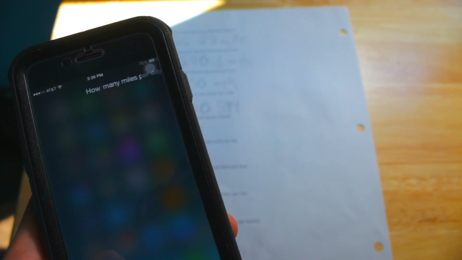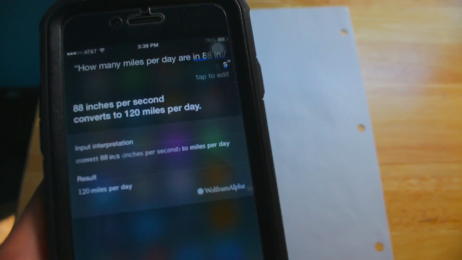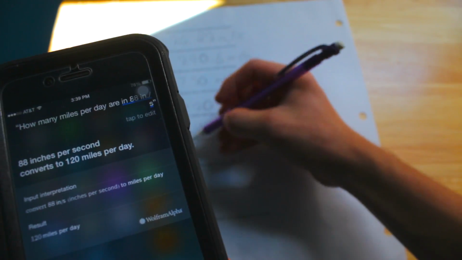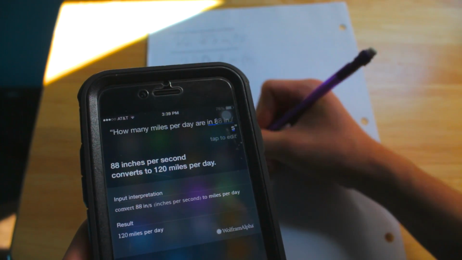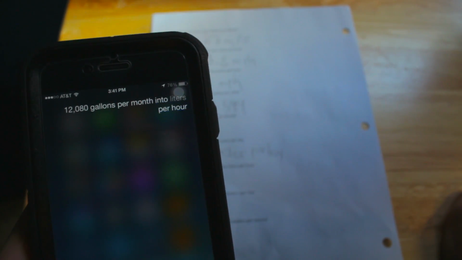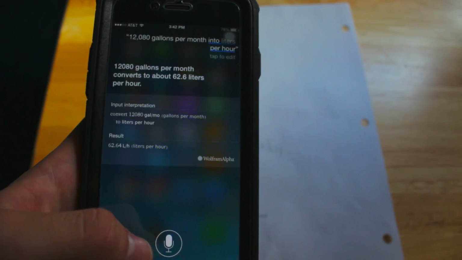How many miles per day are in 88 inches per second? Looking. Bruh. 88 inches per second converts to 120 miles per day. I guess I could put that. It's 120 miles per day. 12,080 gallons per month into liters per hour. Okay, give me a moment. 12,080 gallons per month converts to about 62.6 liters per hour.